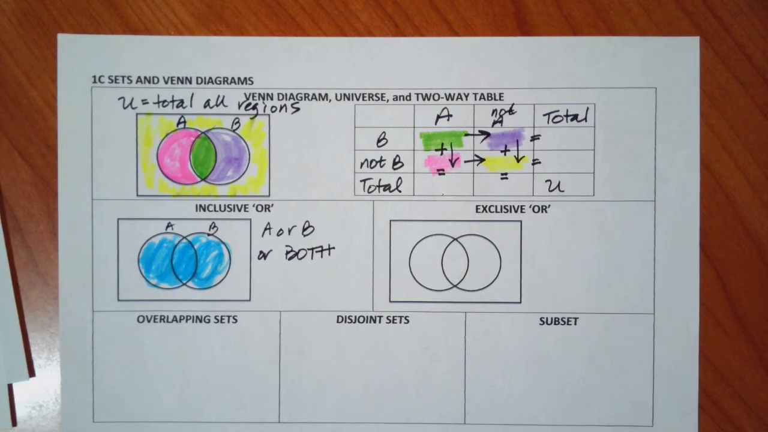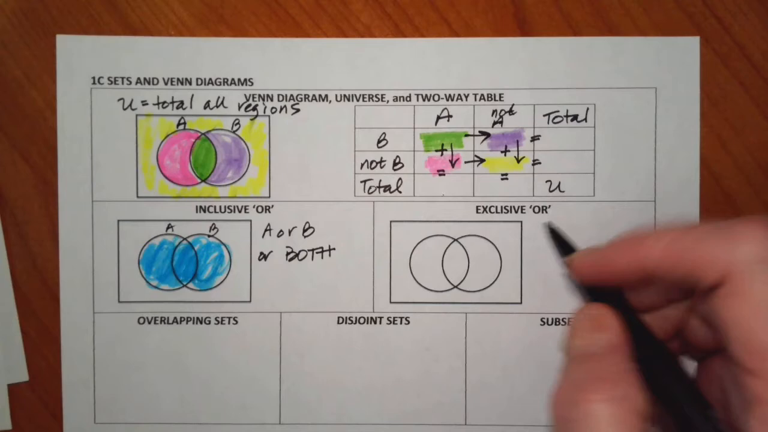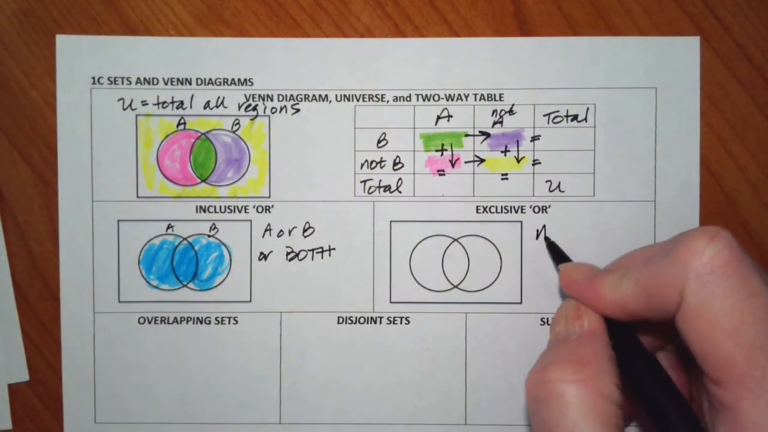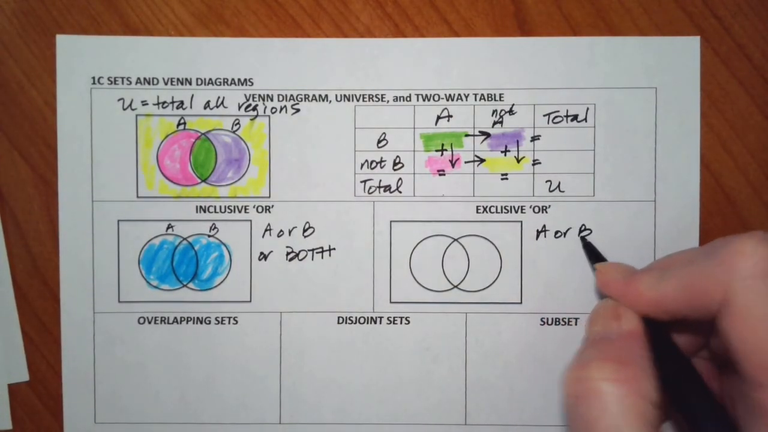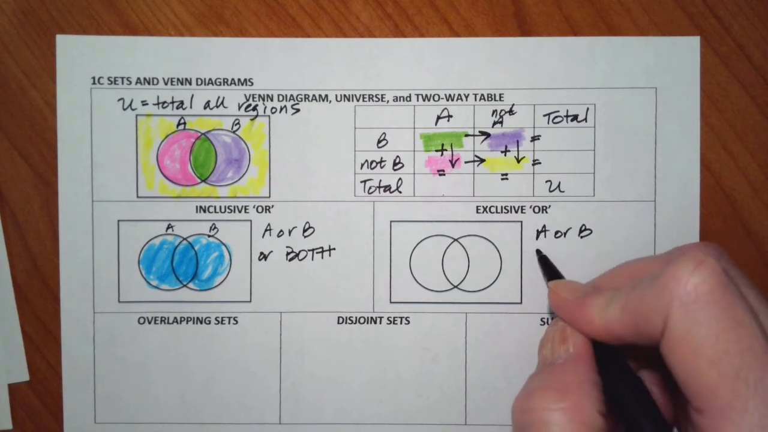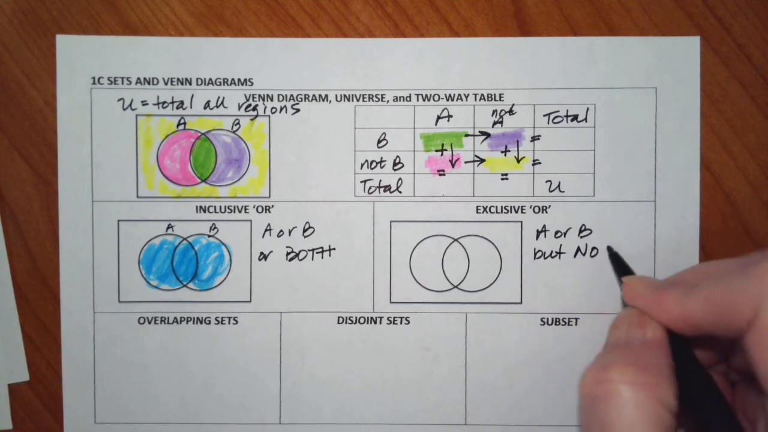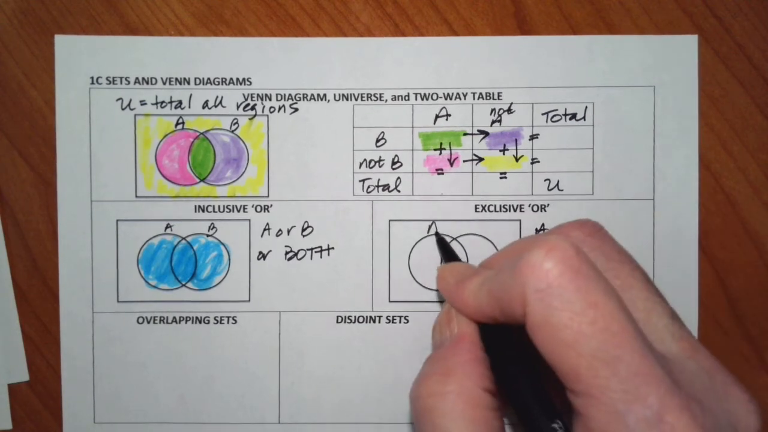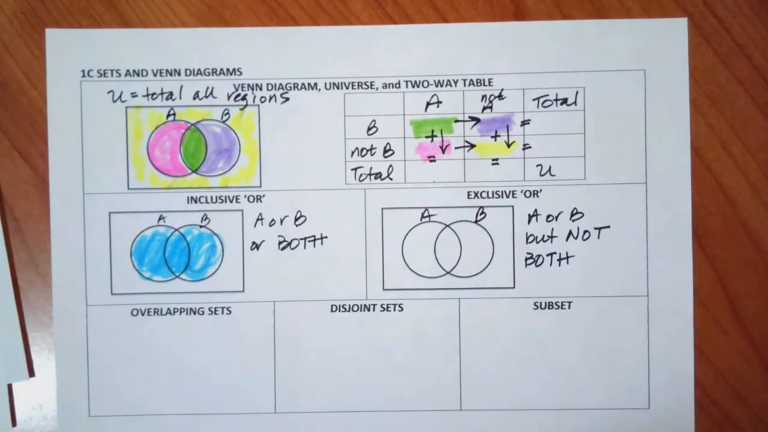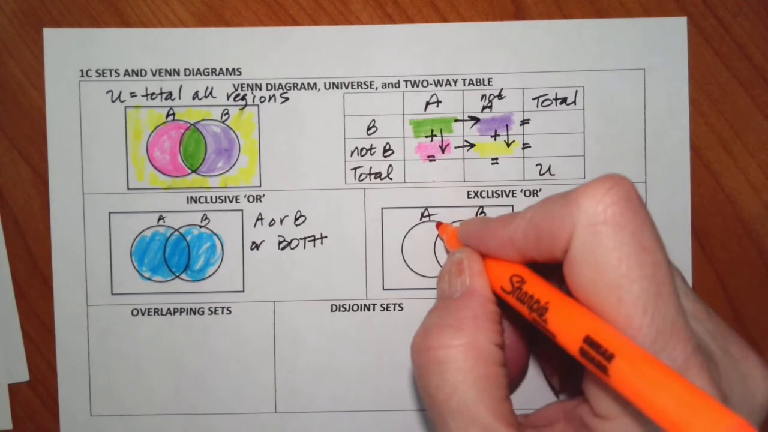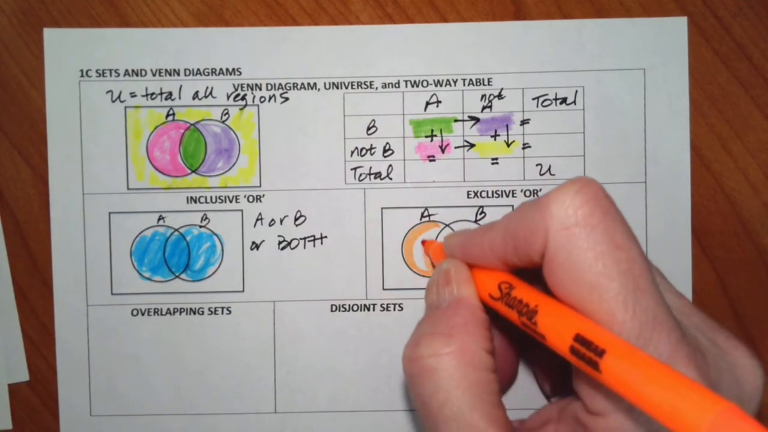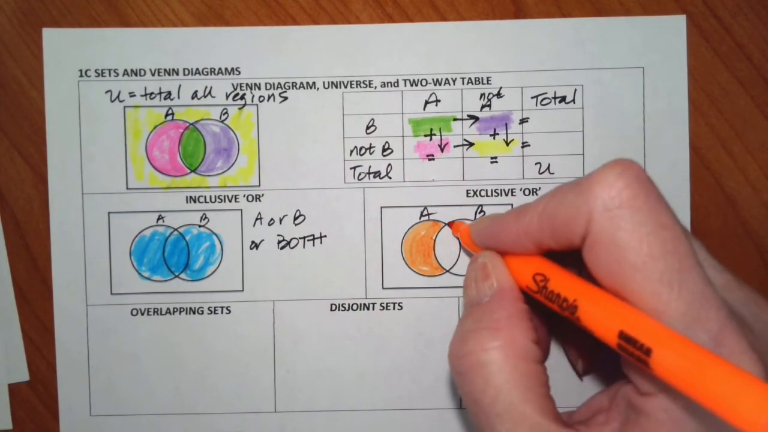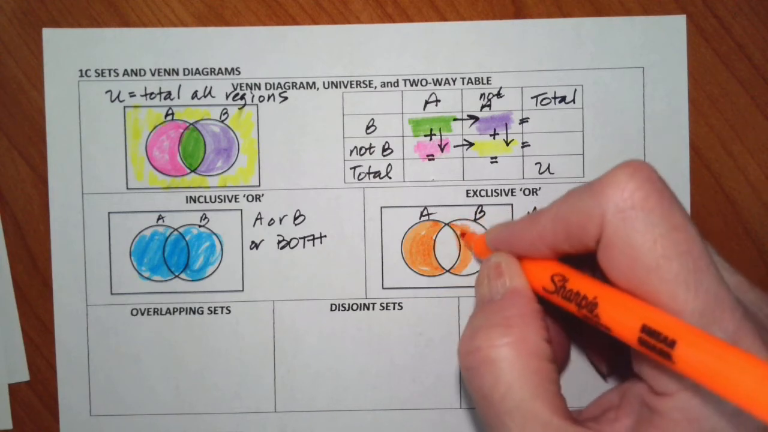Okay. The exclusive OR means A or B, but not both. So again, if I call this A and this B, the overlap would have to be excluded. So it would just have to be this part here.